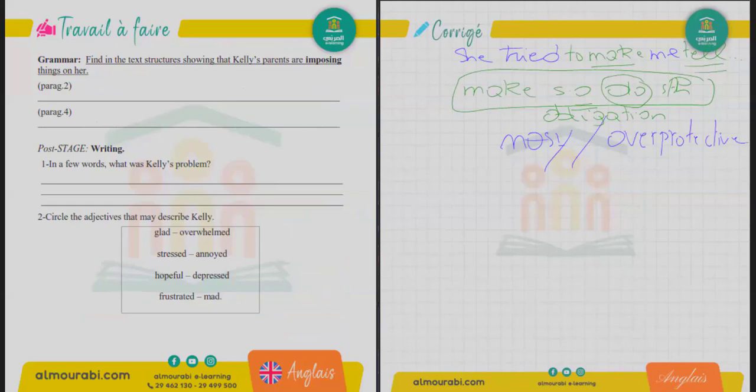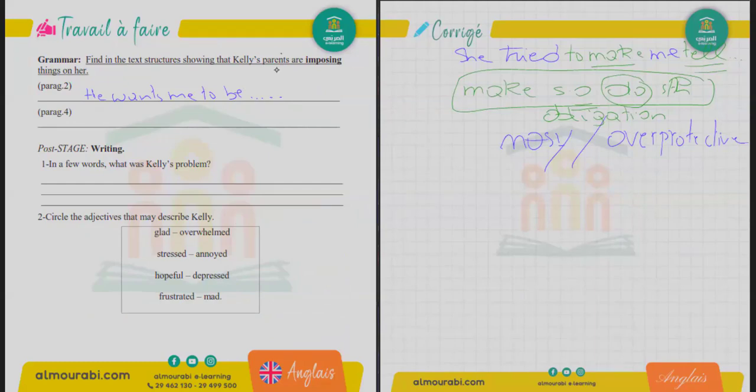Let's move to grammar now. Find out in text structures showing Kelly's parents are imposing things on her. Paragraph 2, we said before: he wants me to be the student he never was.